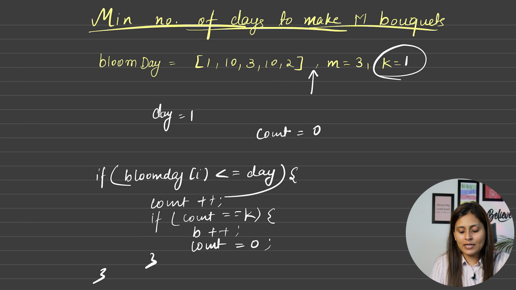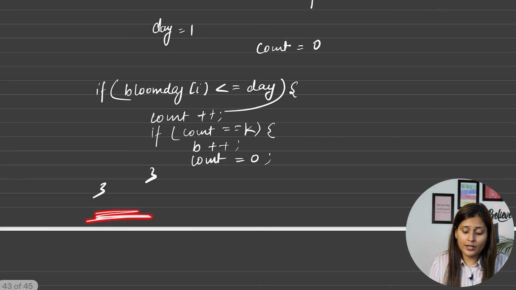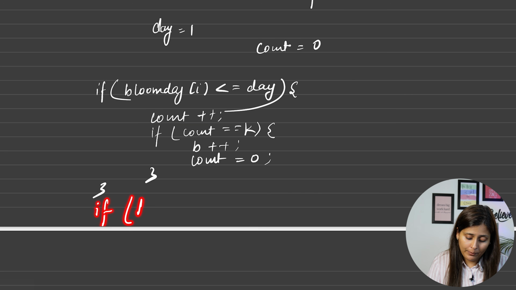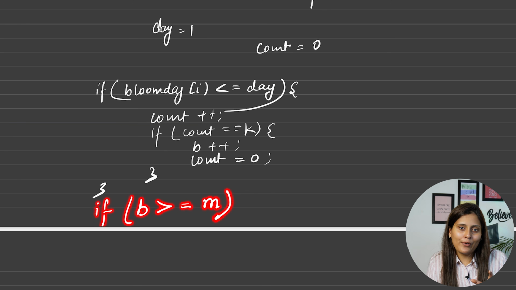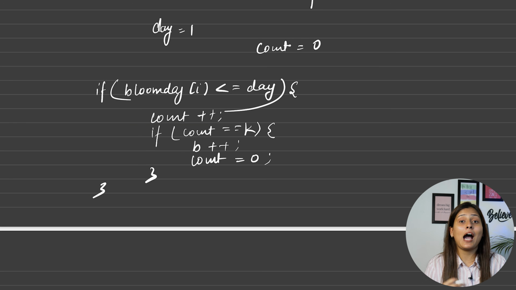So I'll go out of this, and now I can say that the number of bouquets I made was only 1. So after coming out of this, somewhere here I can say that I can return true if and only if the B count is greater than or equal to the required bouquets, which was M. Correct? If I was able to make that, then it is possible. So I will return true there. Correct? Otherwise, I will go with the higher days.